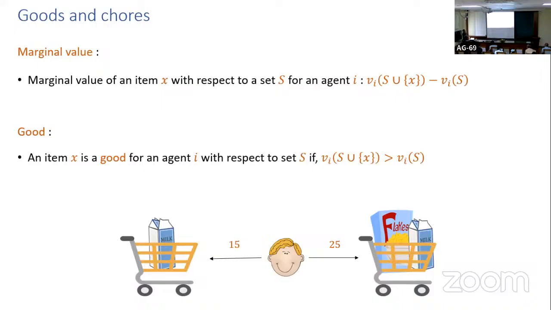Okay. If the gain is positive, that means if by adding x to S the value of the resulting bundle increases, then we say it is a good. Otherwise, if the value is negative, we say it is a chore. Here is an example of a good. This agent values milk at 15, and if it's given flakes along with milk, then he values it at 25. So there is a positive marginal value for flakes.